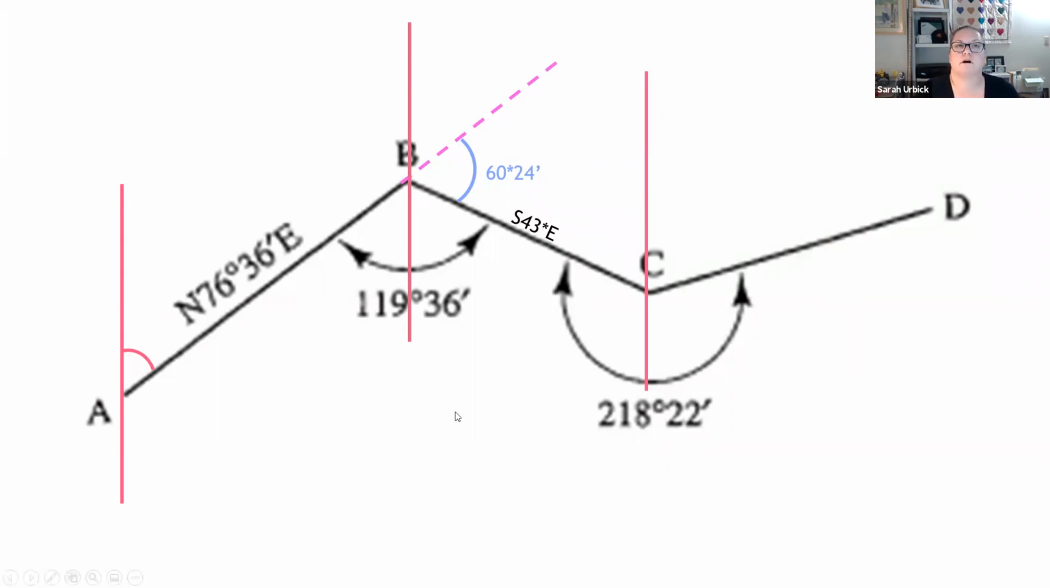Deflection angles are measured off of any reference point. Okay, so our reference point right now is this line from A to B. We've extended it out so we can calculate this measurement here. So if this angle between north and line segment AB is 76.36, then we know that this angle here is as well, right? And we know that this angle in here is.